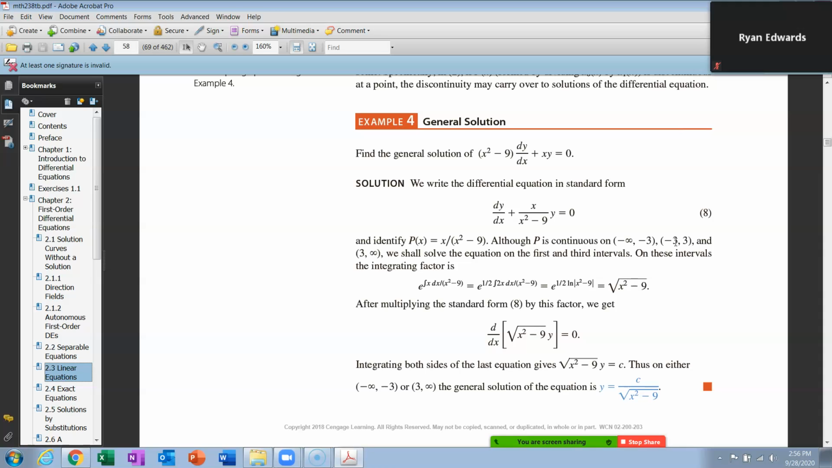So in those intervals, you take the p here, x over x squared minus 9, integrate that, and that gives you exactly what we got. Integrating constant would be the square root of x squared minus 9. So that's where you see you have to leave off the interval from negative 3 to 3.